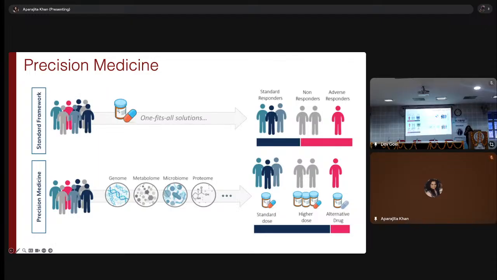But then how do you come up with these 3 groups? To identify the 3 groups for whom you should give the standard drug, for whom you should give the increased drug, or for whom you should give an alternate drug, can that be achieved computationally?